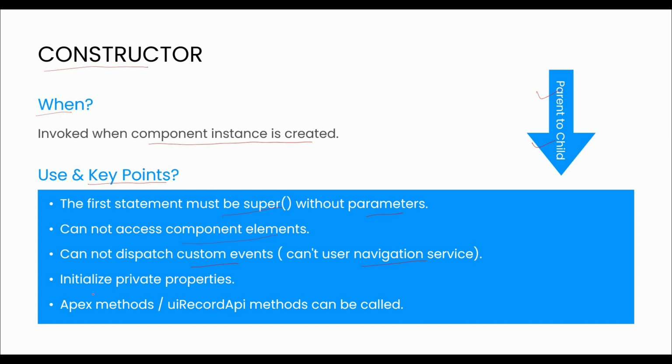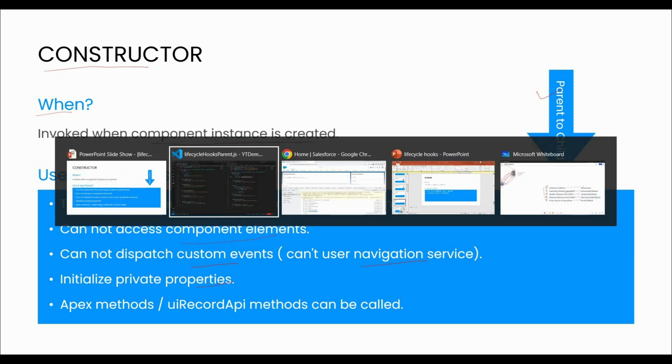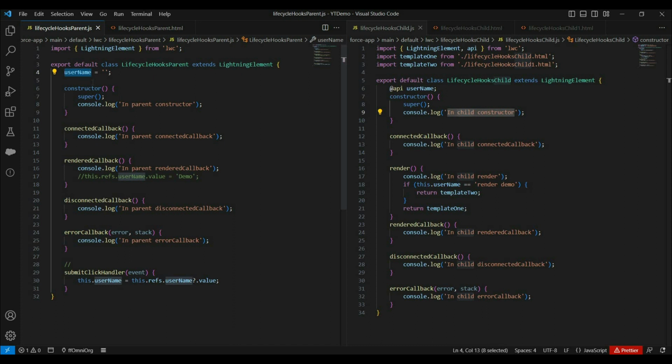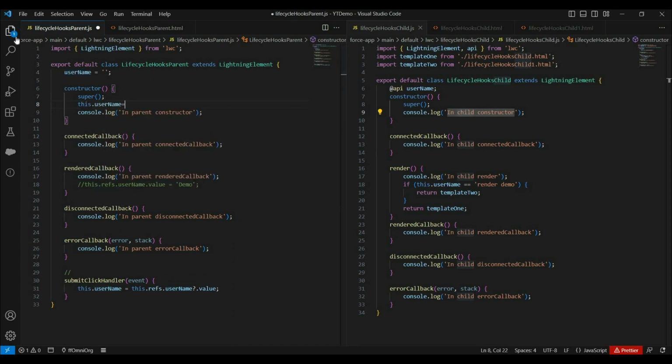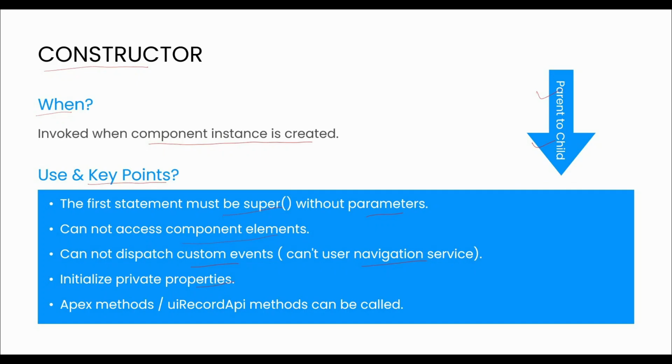Next is, we can initialize private properties in the constructor. It means whatever private properties we have in the component, we can assign values to them in the constructor method. Let's say we want to set hello in the username property on component load, then we can write it like this. But here the question is, can't we assign values to public properties in the constructor? Then the answer will be yes, we can assign values to public properties as well, but that doesn't make any sense. Why? Because for public properties, the value gets assigned from the parent component after the constructor is called. So whatever value we assign in the constructor will be replaced with the value which we passed from the parent component. So that's why we should only initialize private properties in the constructor.